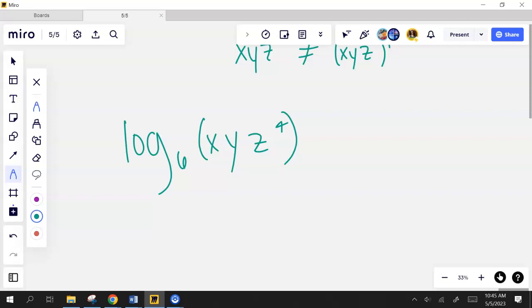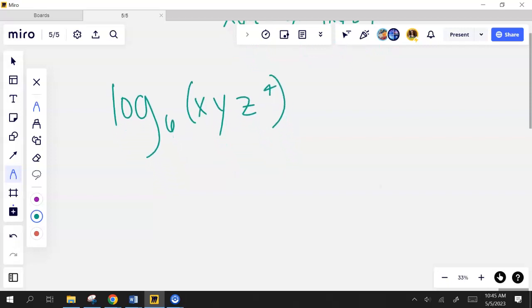What do you think? What shall I do? This is an easy one. Split up the multiplication? That's right.